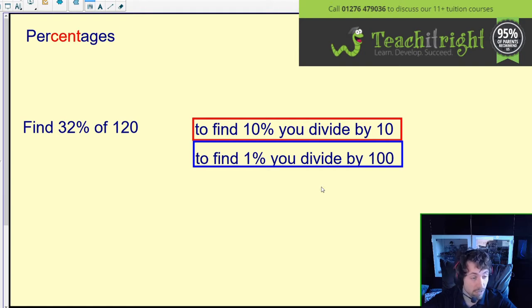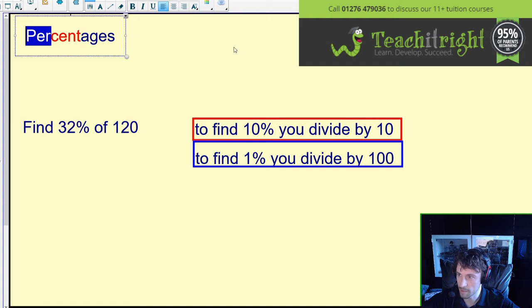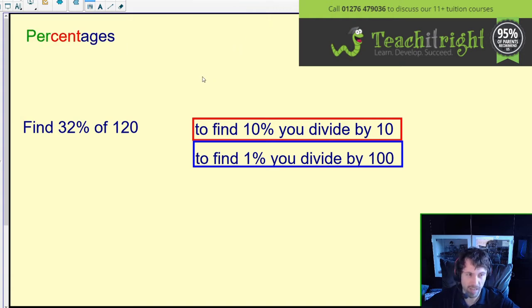A century is 100 years, or in cricket, it's 100 runs. If you look at cents, 100 cents makes a dollar, the same way we have pennies to a pound. The centurion was a soldier in charge of 100 men. So cent means 100. Another thing in math that's really useful: per often means divide. So per cent really means divide by 100. And that's actually what a percentage is.